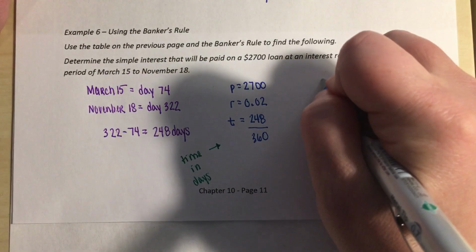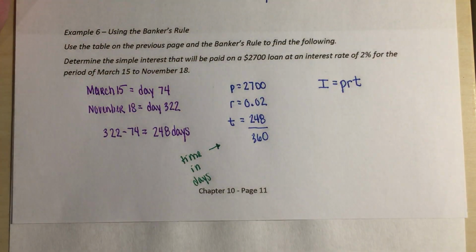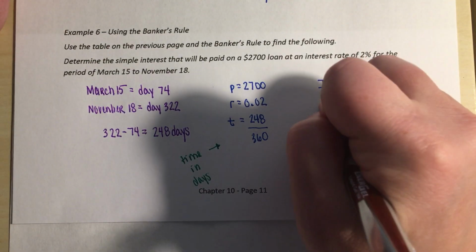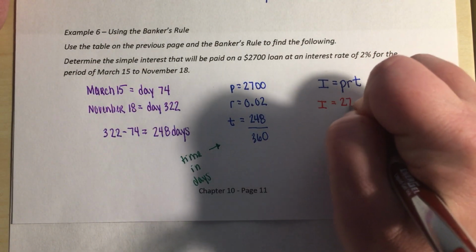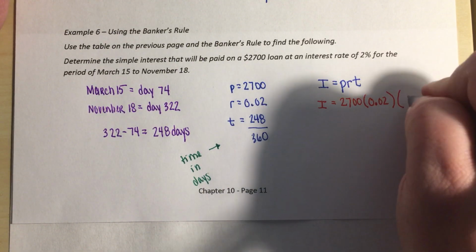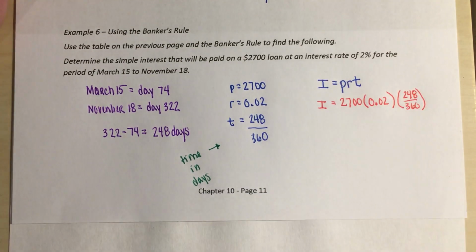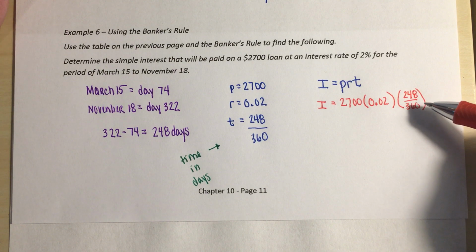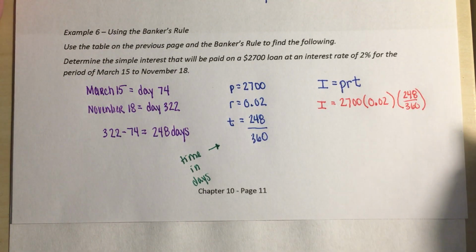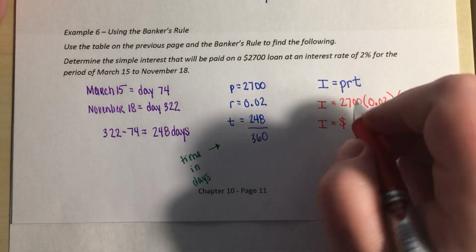Now we're going to use our simple interest formula. I equals P times R times T. And now we're going to plug everything in: 2,700 times our interest rate, which is 0.02, times 248 over 360. Again, feel free to plug this in your calculator all at once. Remember, parentheses are your friend. Or if you want to, start by dividing that out and then just multiply for the next couple of steps. We get an interest of $37.20.